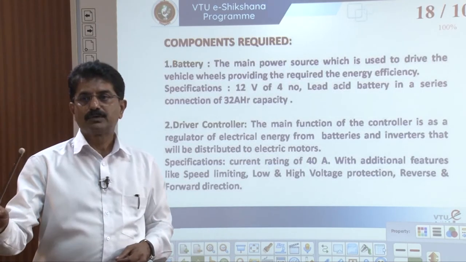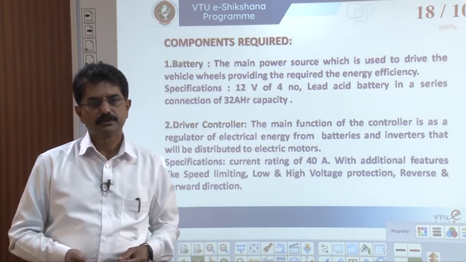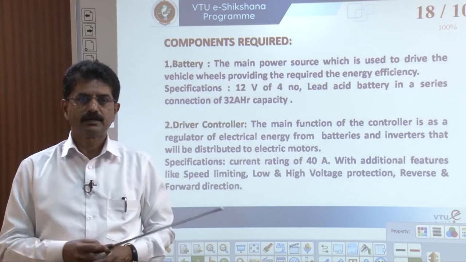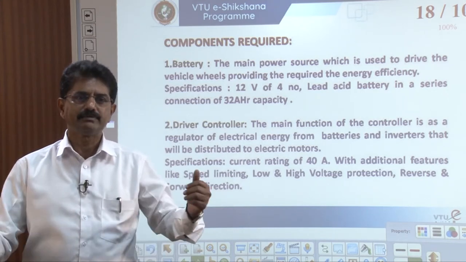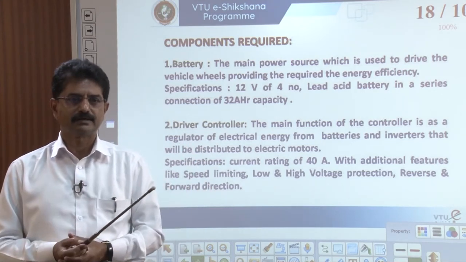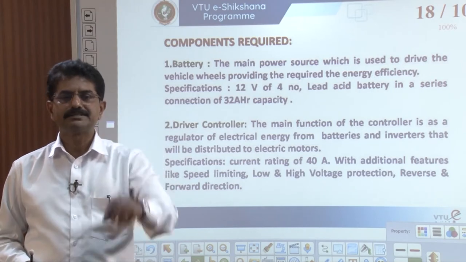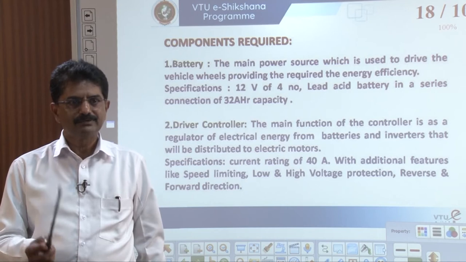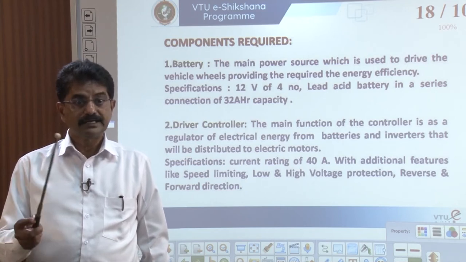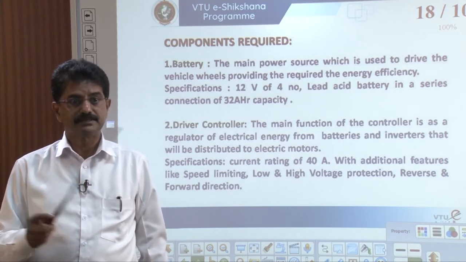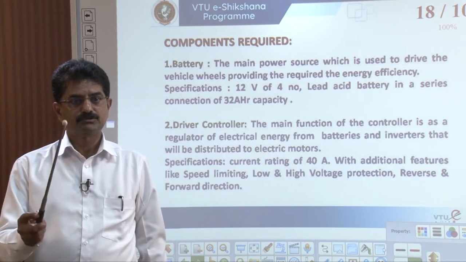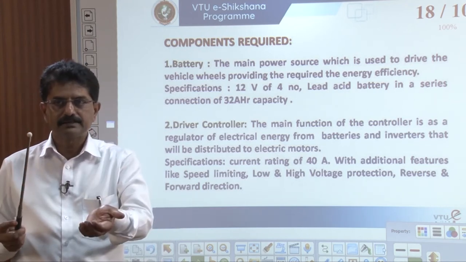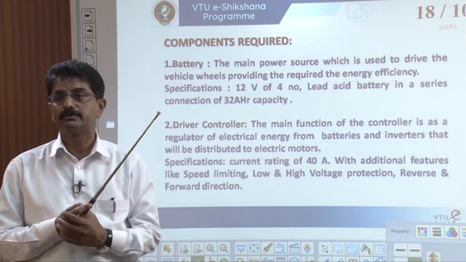What are the various components required? Just before, I told you, electric vehicle, or a two-wheeler, or a four-wheeler, any type of electric vehicle. What are the basic components required? The main power source is used to drive the vehicle wheels, providing the required energy efficiency. For example, there are four 12 voltage batteries, because the capacity of the motor is 48 volts.